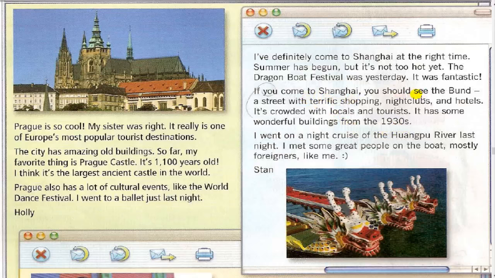What's the Bund? A street with terrific shopping, nightclubs, and hotels. What's the Bund crowded with? It's crowded with locals and tourists. Locals, people from Shanghai. Tourists, foreigners. What's Shanghai famous for? It has some wonderful buildings from the 1930s.